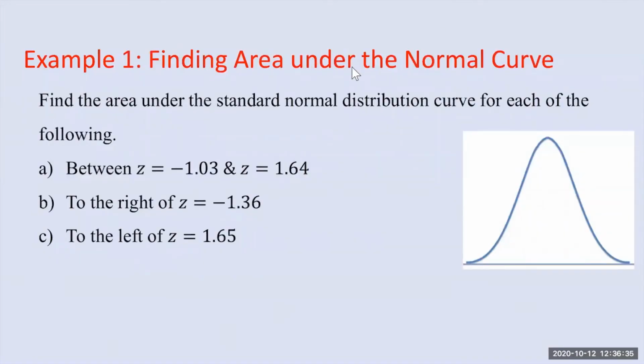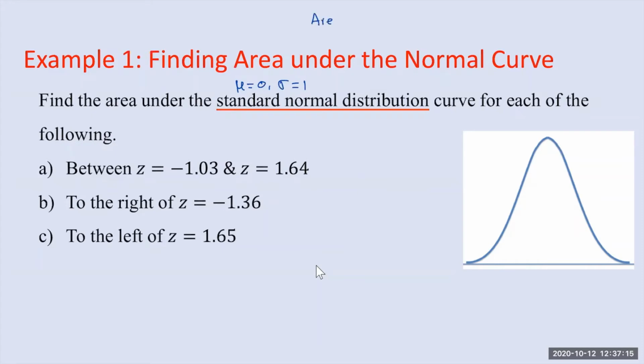Example: find the area under the normal curve. So for finding the area under the normal curve, we have the example here. Find the area under the standard normal distribution. You can see here it's talking about the standard normal distribution. We already know for the standard normal distribution, the mean is equal to 0 and the standard deviation is equal to 1. And we want to find the area under the curve under these situations. So whenever you have to find the area under the curve, try to remember this.